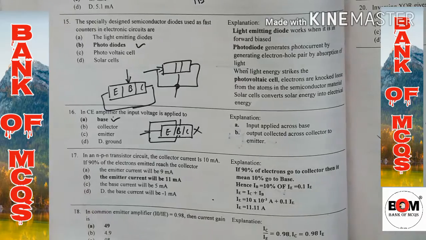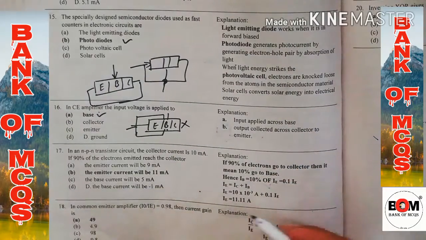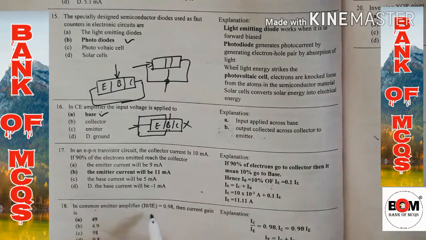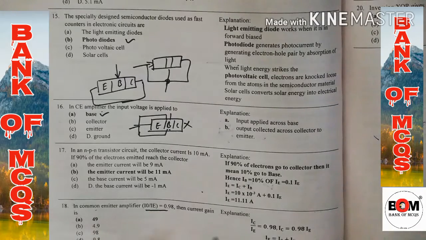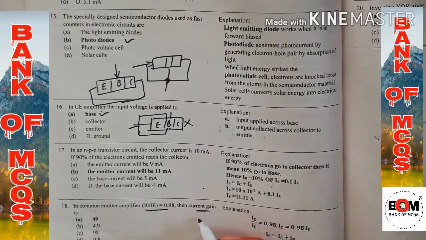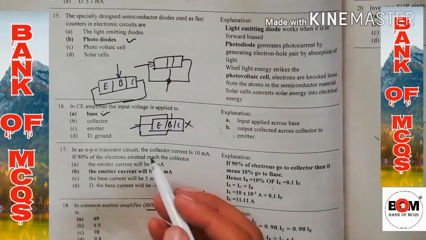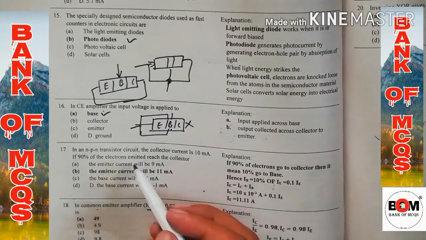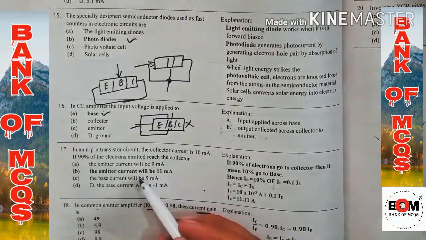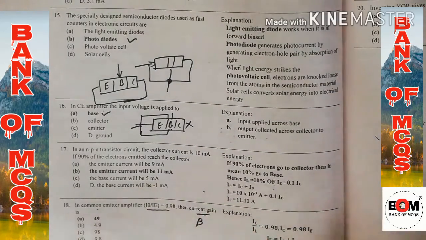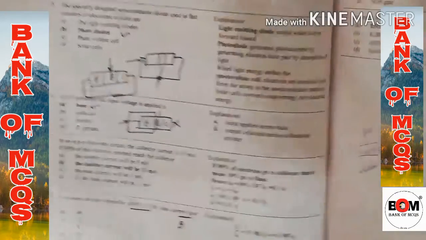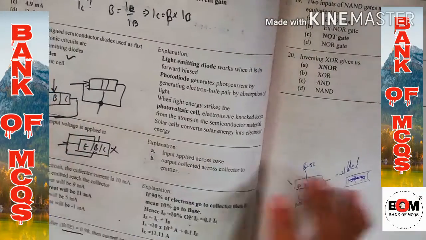The next is just a piece of cake, like alpha and beta factor. In common emitter amplifier, the current gain is again beta factor. And in an NPN transistor, the collector current is 10 milliampere, 90% of electrons from the emitter reach the collector. The emitter current will be 11 milliampere. Two inputs of a NAND gate are shorted.